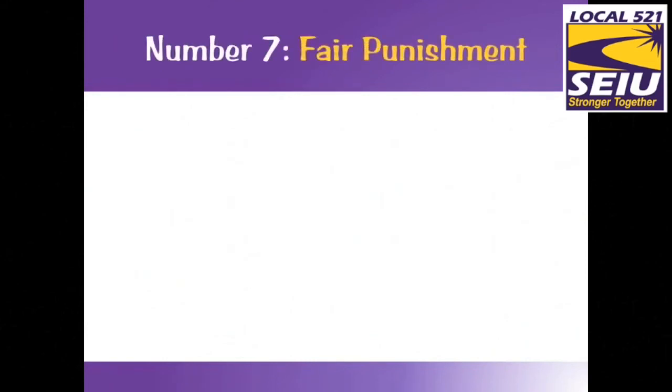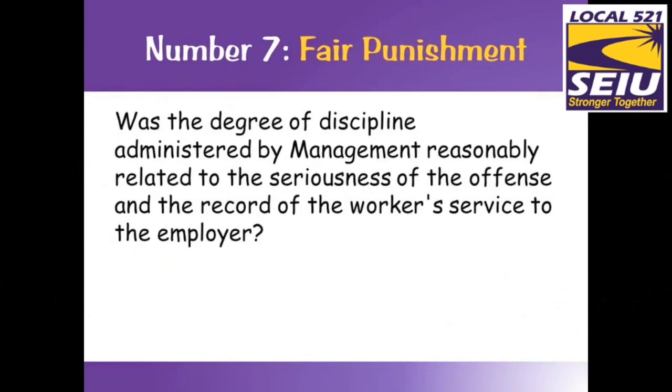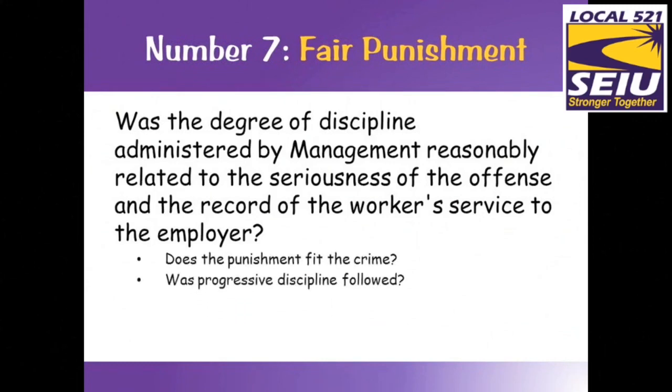Number 7, fair punishment. Was the degree of discipline administered by management reasonably related to the seriousness of the offense and the record of the employee's service to the employer? Does the punishment fit the crime? Was progressive discipline followed? Were there any mitigating circumstances? Example, a performance issue might be caused by an underlying medical issue.